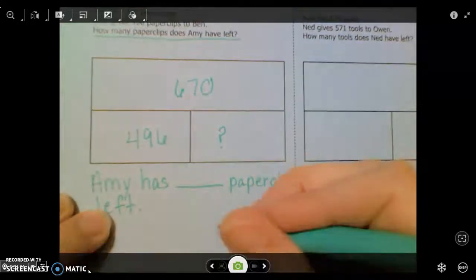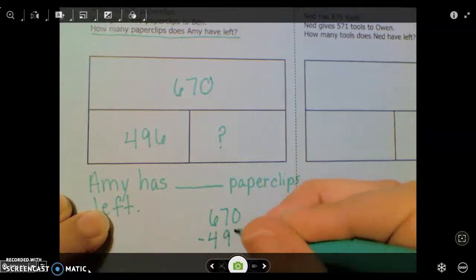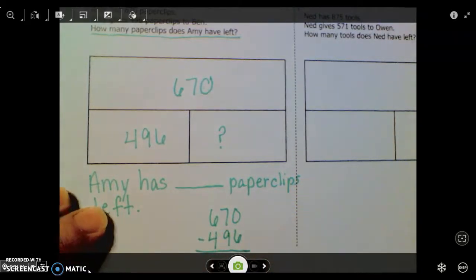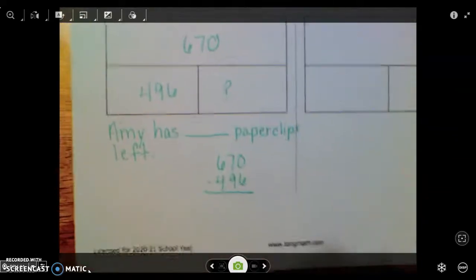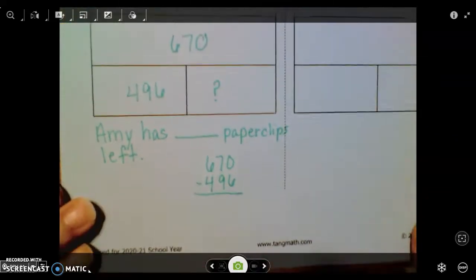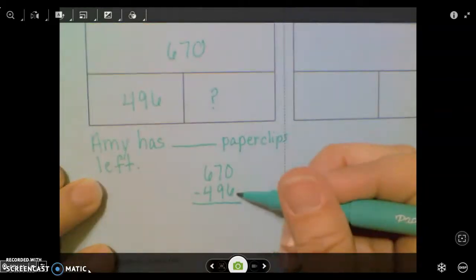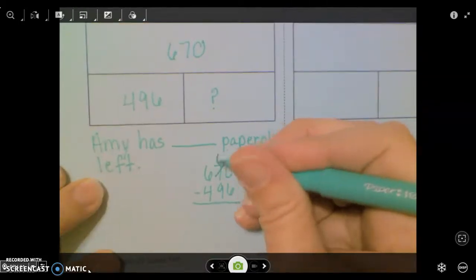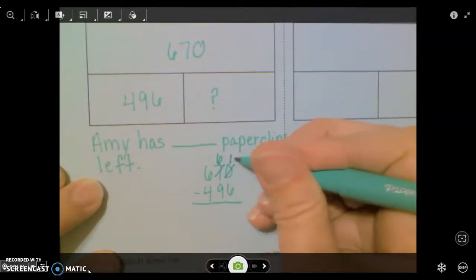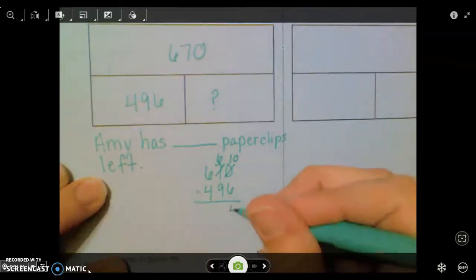Now I'm going to write the problem down here. 670, take away the part I know, and I'm going to be left with the part I don't know. Go ahead and pause and write this subtraction problem on your paper. Now let's solve this together. 0 minus 6, we learned in subtraction that we can borrow from next door. So I'm going to borrow a 10, that gives me 6 tens, and I'm going to rewrite it as 10 ones so I can subtract. So now I can do 10 minus 6 is 4.